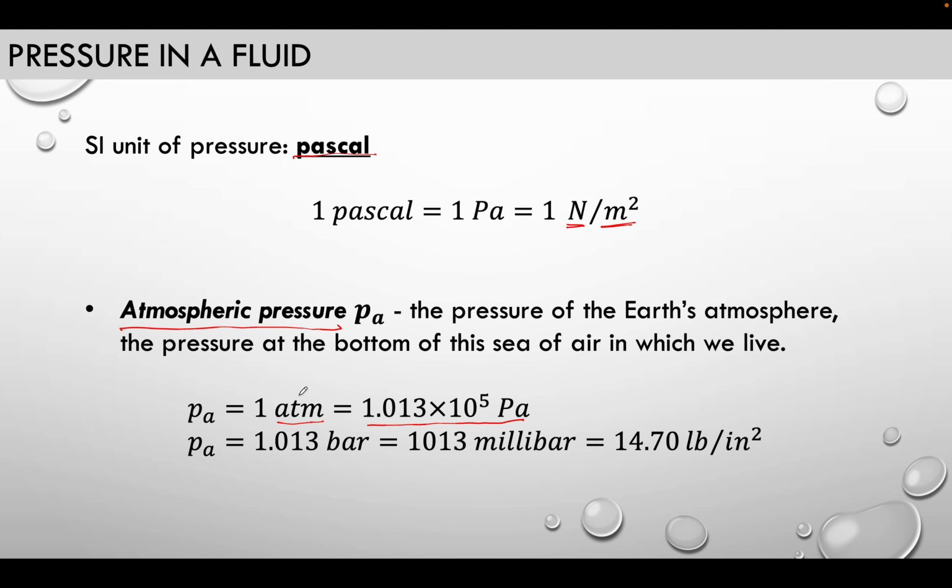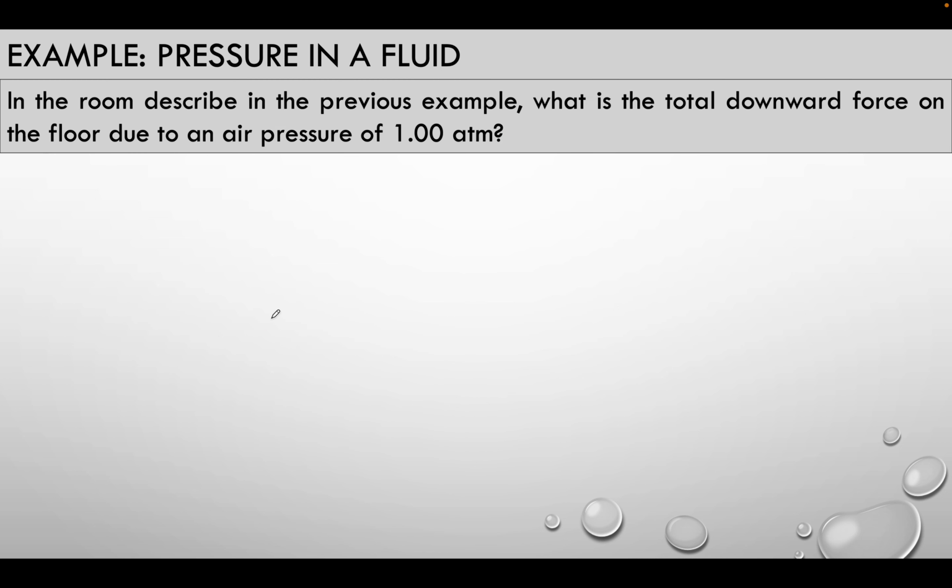Also, in terms of bar, millibar, and pounds per square inch, we have 1.013 bar is equal to 1,013 millibars. And also, it is equivalent to 14.70 pounds per square inch. But mostly, again, in solving pressure in a fluid, we will be using mostly Pascal or ATM or atmosphere. So atmospheric pressure.